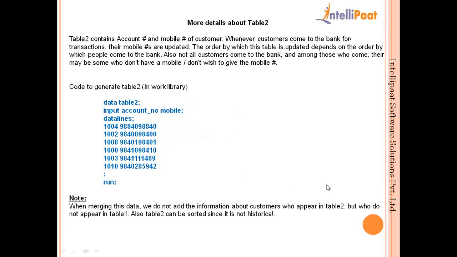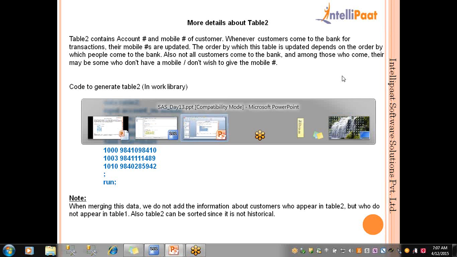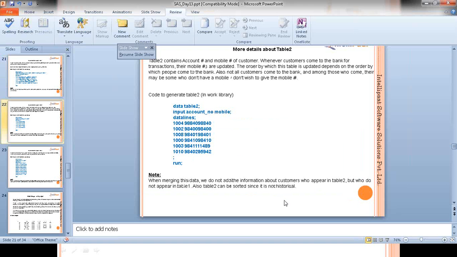So whenever a customer comes to the bank for a transaction, their mobile number is updated. The order by which this table is updated depends on the order by which people come to the bank. Also, not all customers come to the bank, and among those who come, there may be some who don't have a mobile, or don't wish to give the mobile number. So let me just create another dataset, or another table.